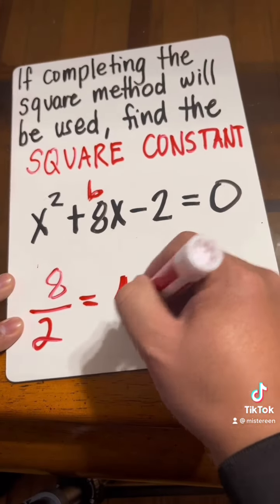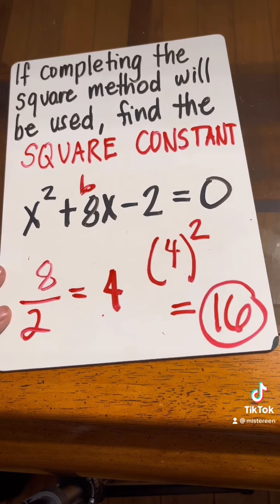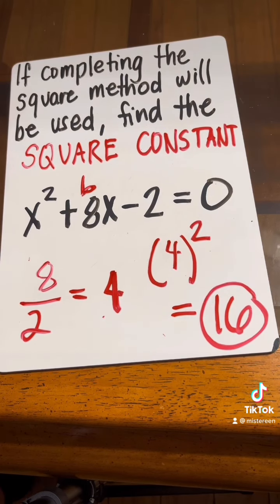So again, get the b, always divide it by 2, and then square the answer. So 4 squared is 16 because 4 times 4 is 16. So the square constant is 16.